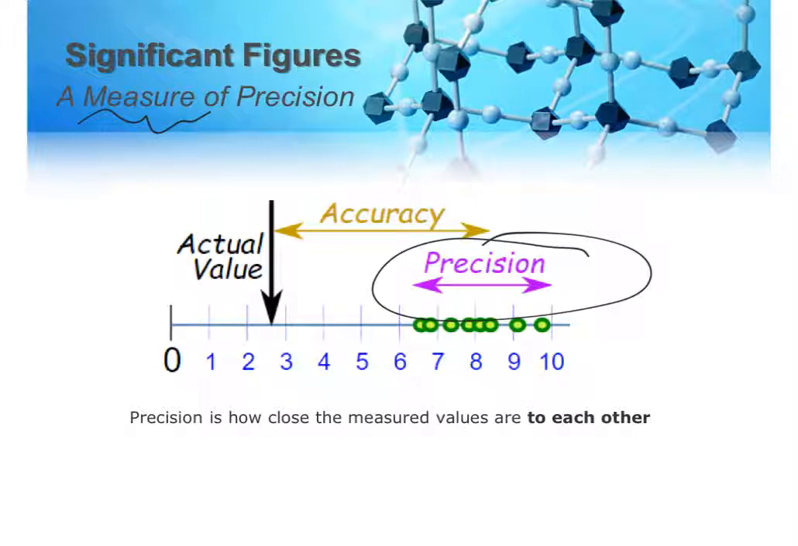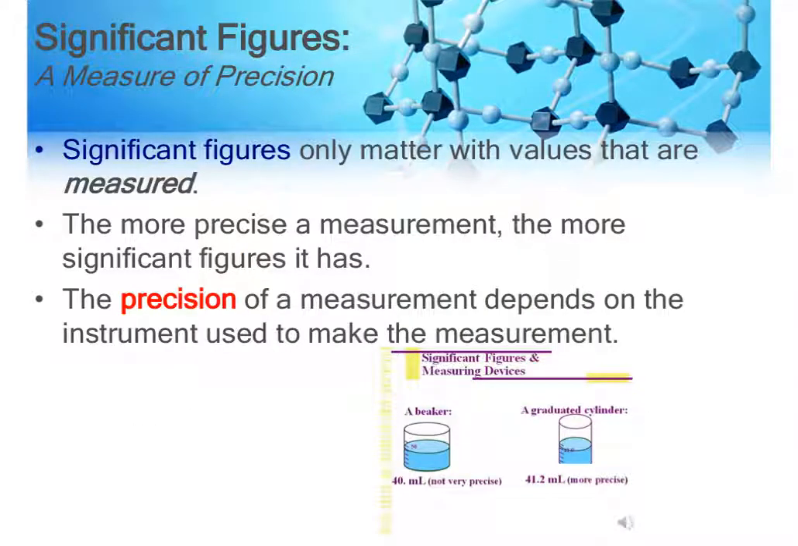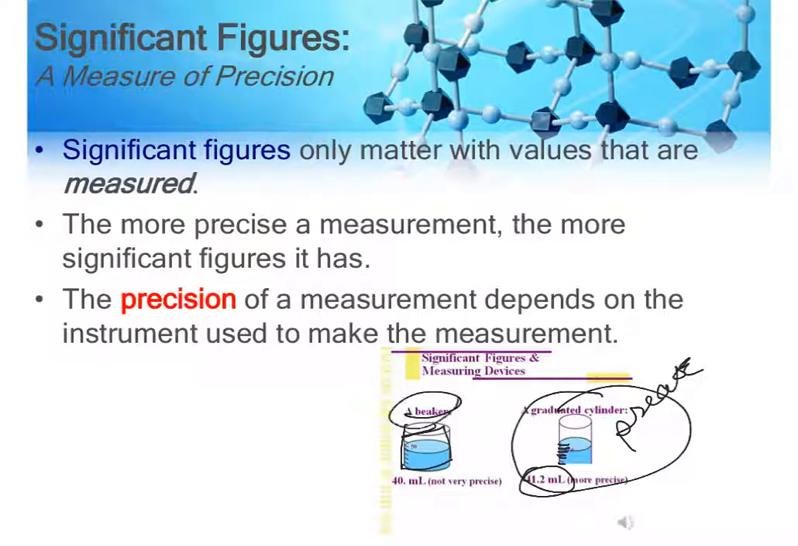Okay, the more precise a piece of equipment is, the more significant digits your measurement will have. So, for example, a graduated cylinder, which has smaller increments to measure volume, will be more precise, and therefore a measurement will have more significant figures than a volume measured in a beaker, for example.